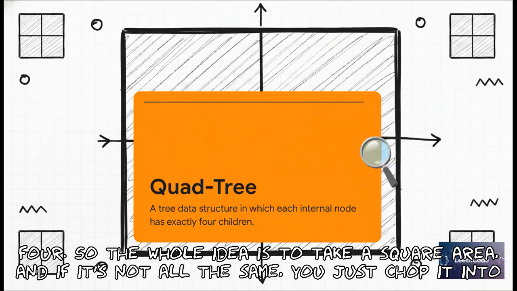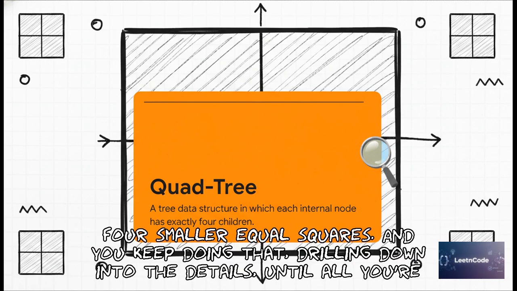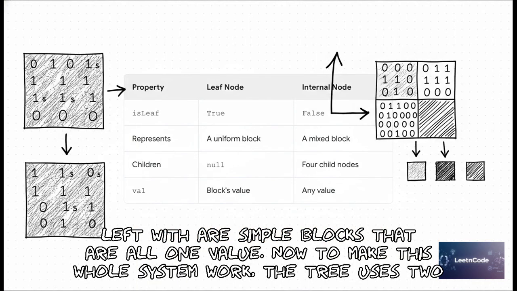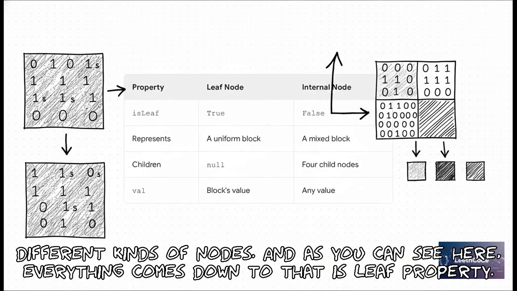Quad means 4. So the whole idea is to take a square area, and if it's not all the same, you just chop it into 4 smaller equal squares. And you keep doing that, drilling down into the details, until all you're left with are simple blocks that are all one value. Now, to make this whole system work, the tree uses 2 different kinds of nodes.